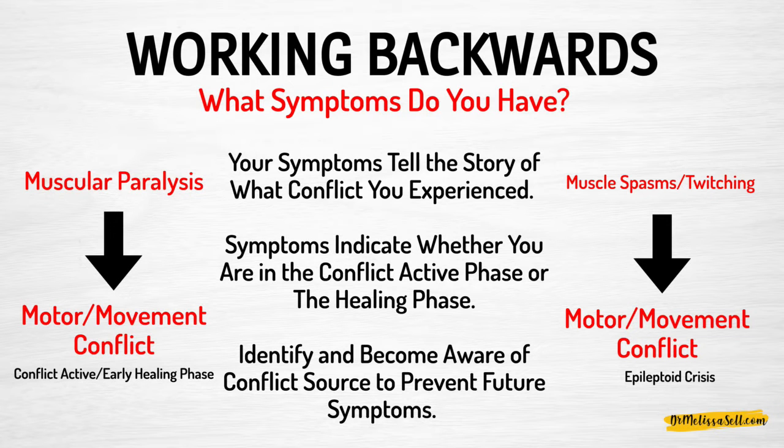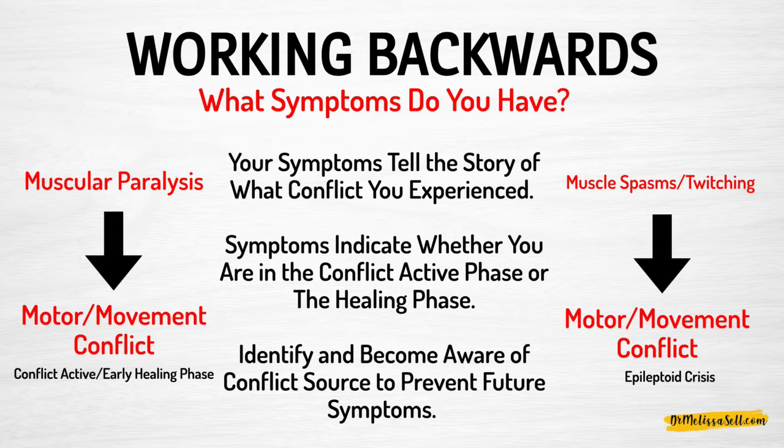Now, in GNM, we work backwards. So we look first at the tissue changes. What symptoms is an individual experiencing? And based on those symptoms, we know about the story of what conflict that person experienced. The symptoms tend to indicate whether you are in the conflict active phase or the healing phase. The line can be a little bit blurry, as we'll talk about in the conflict today. So what we want to do is identify and become aware of the conflict source so that if possible, we can resolve it and prevent future symptoms.